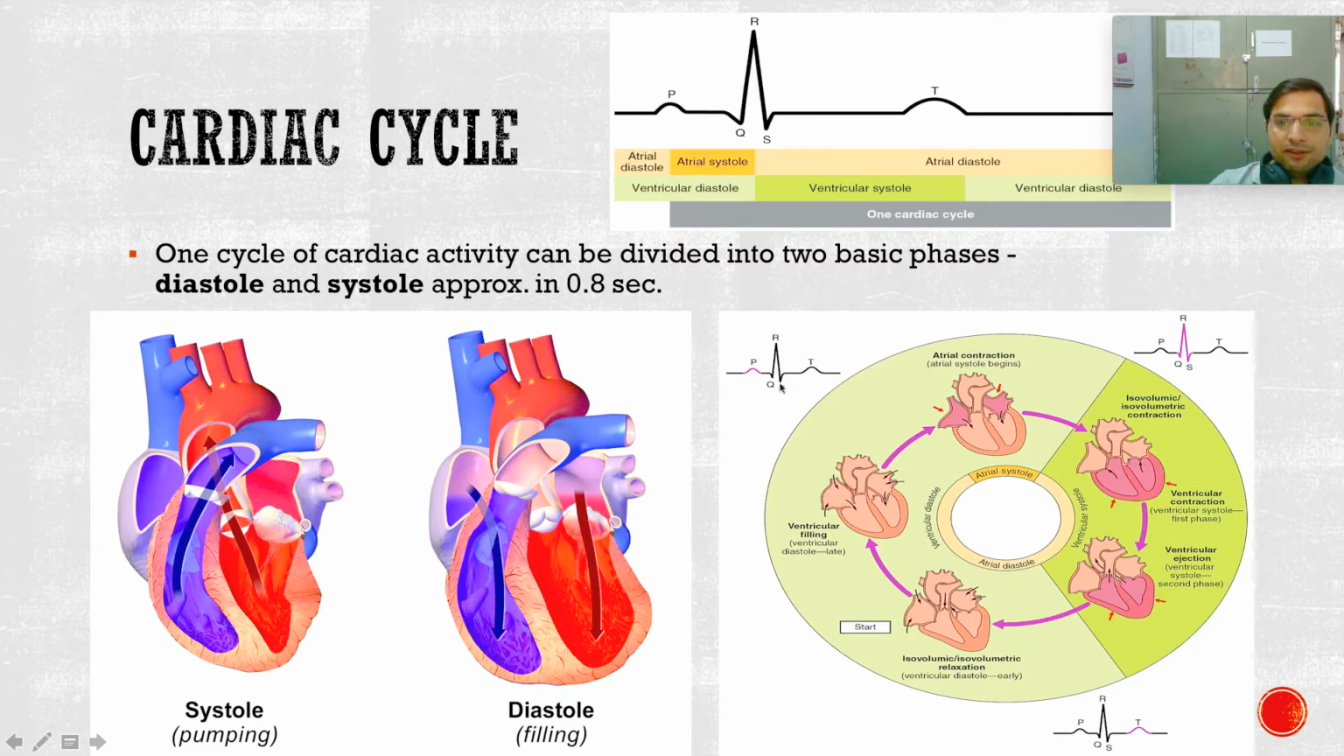On the ECG, the P wave comes when atrial systole takes place. When the atria contract, the P wave is generated, and when the ventricles are contracting in ventricular systole, the QRS complex comes. You can see it here. Atrial systole produces the P wave, ventricular systole produces the QRS complex, and the T wave is produced by ventricular diastole, and atrial diastole is in between these.